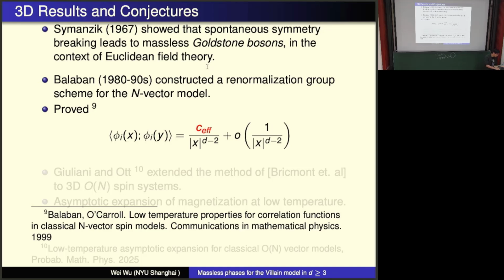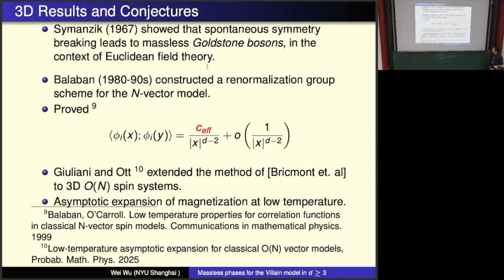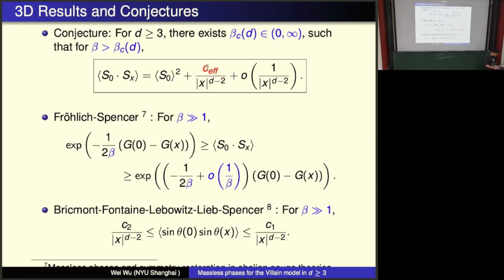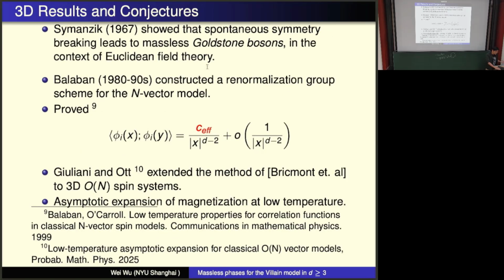And Giuliani and Ott have extended this previous result of Brickmo and this result of the 5 author paper to the case of the O(N) model. And in particular, they can obtain the asymptotic expansion of the magnetization at low temperature, extending this result to the O(N) models.